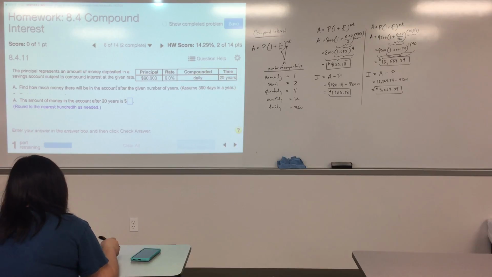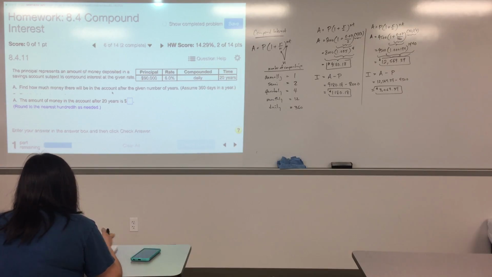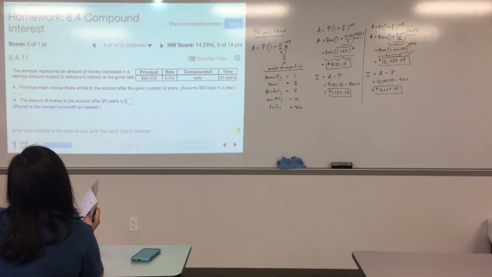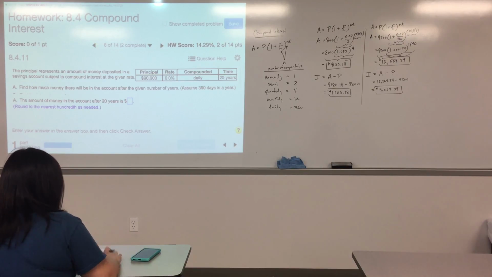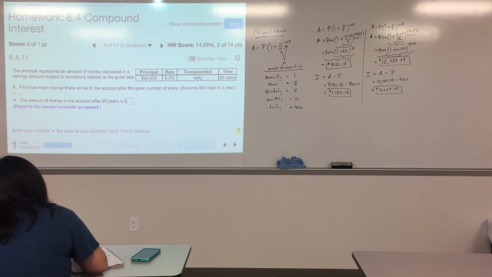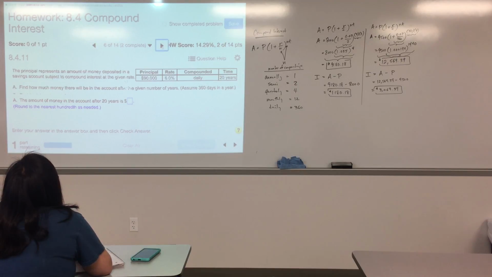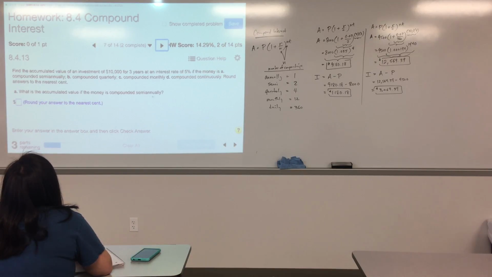Now, I am not going to do number 6. As you can see, it's another very similar problem, except it's a bigger principal, a little bit smaller rate, compounded daily, longer amount of time. Doesn't matter, you would handle it the same way as we just did, okay? So let's move on. Now, what I do want to do next is this one.